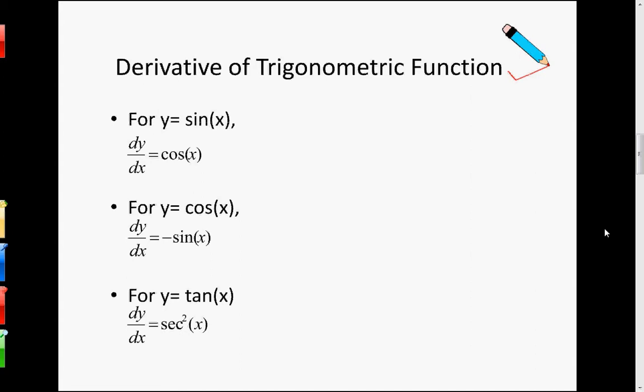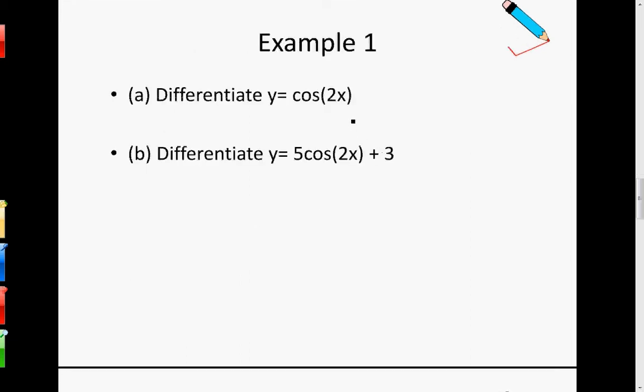So if you were to differentiate sine x, you actually get cosine x. Differentiate cosine x, you get negative sine x. Differentiate tangent x to get secant square x. Okay, so it's very clear cut. You have to remember this. Okay, and take note that for cosine, after you differentiate cosine, you get negative sine. Okay, so let's try a few examples.